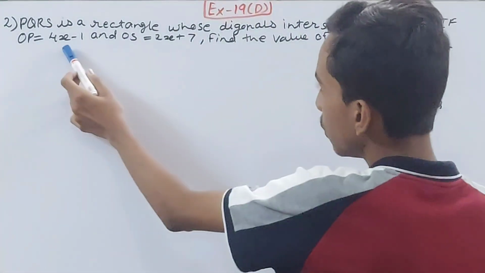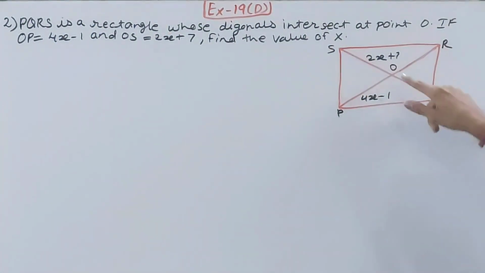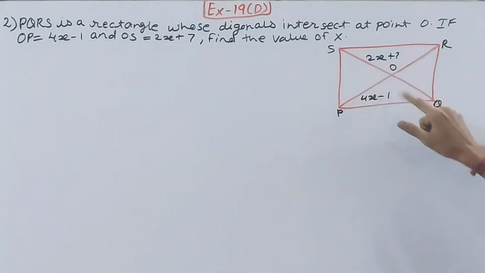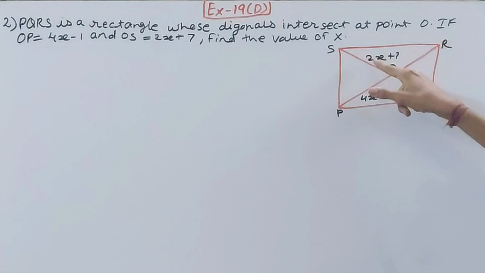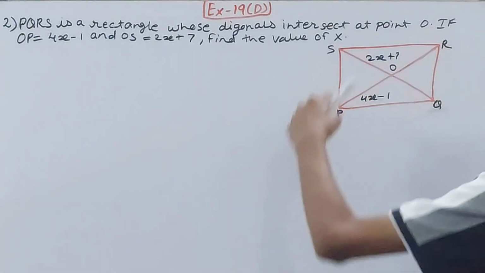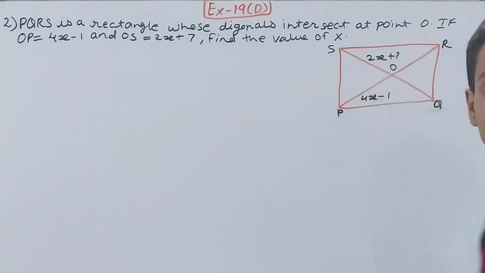If OP equals 4x minus 1, so the length from O to point P is 4x minus 1, and OS equals 2x plus 7. Find the value of x. So we have to find out the value of x in this.